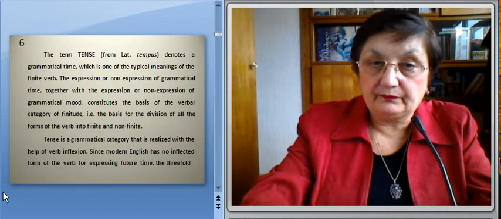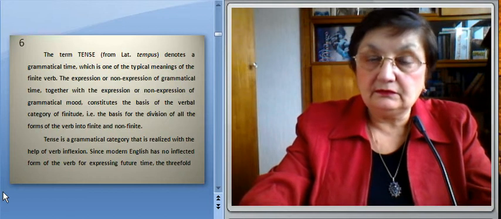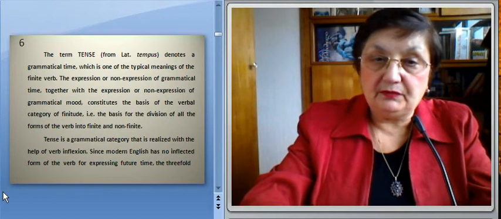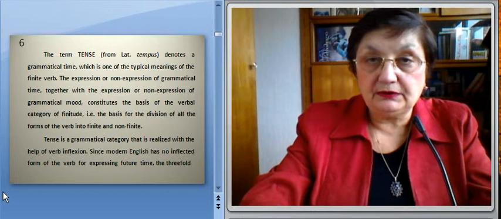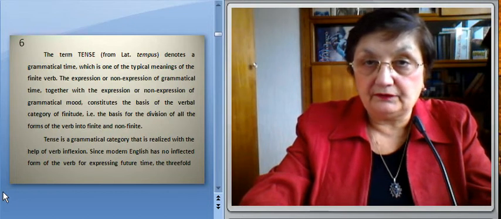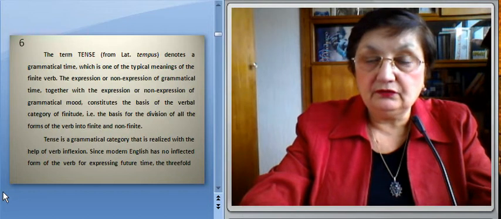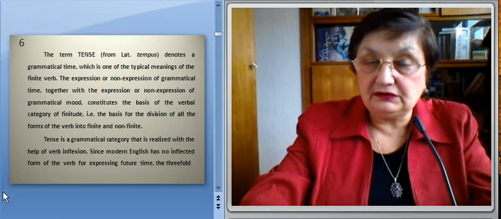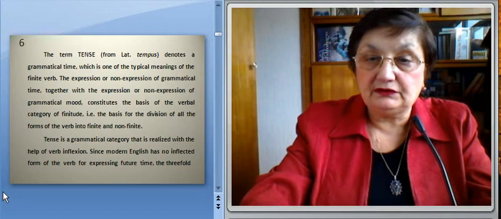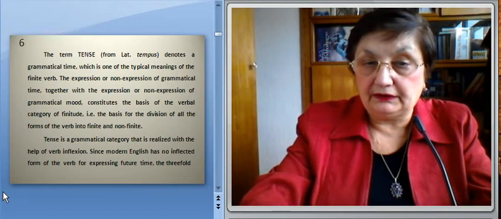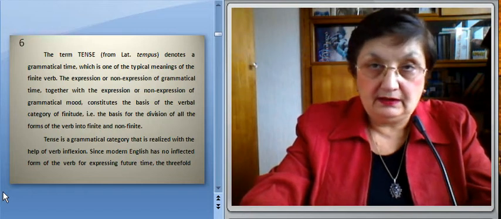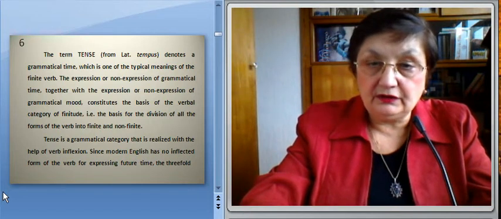The term tense, from Latin tempus, denotes a grammatical time which is one of the typical meanings of the finite verb. The expression and non-expression of grammatical time, together with the expression or non-expression of grammatical mood, constitutes the basis of the verbal category of finitude, that is, the basis for the division of all the forms of the verb into finite and non-finite. Tense is a grammatical category that is realized with the help of verb inflection.